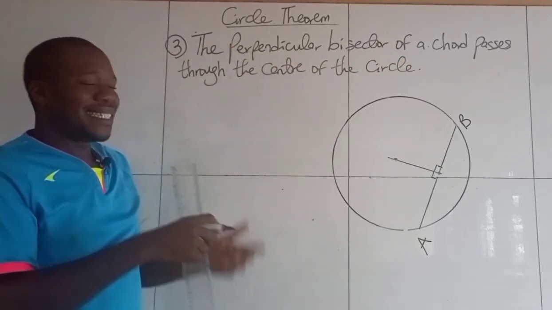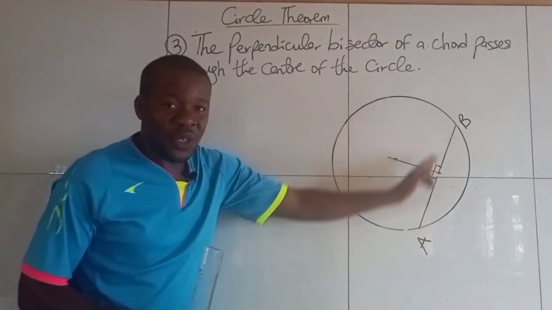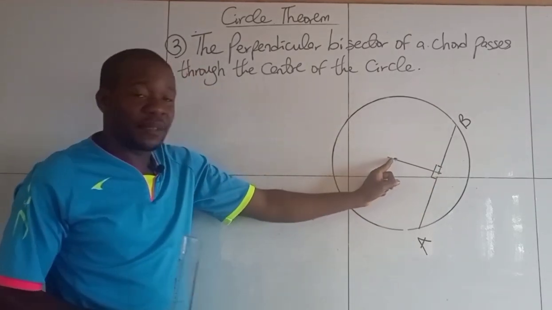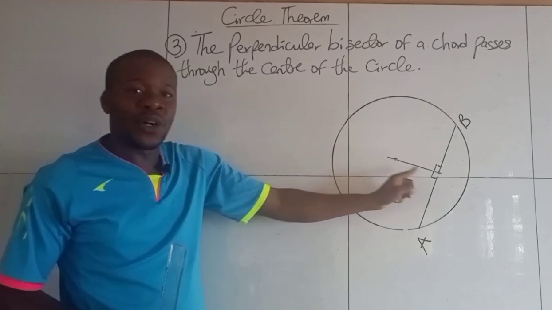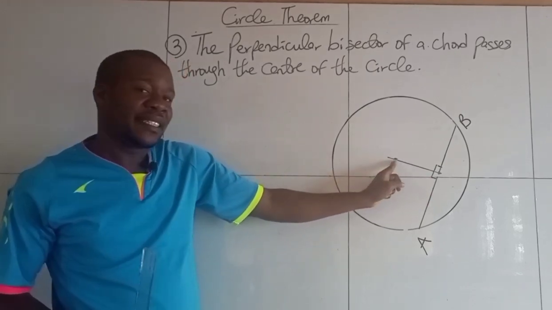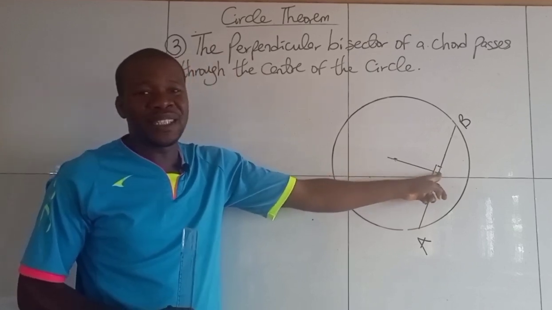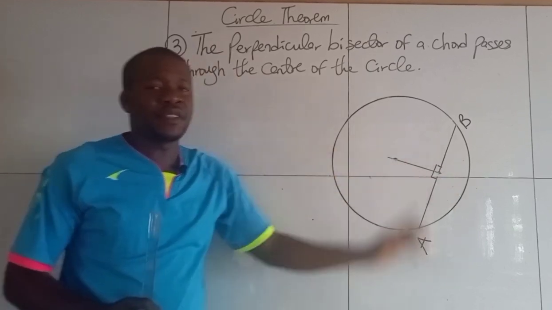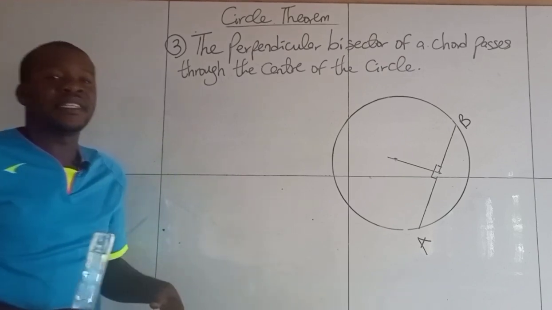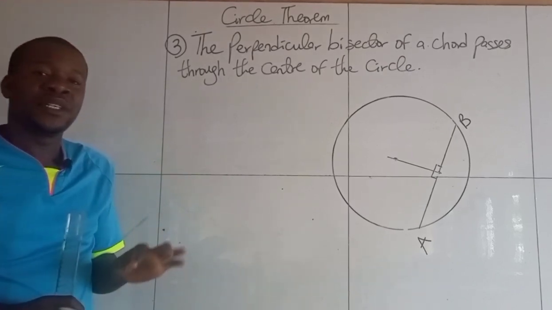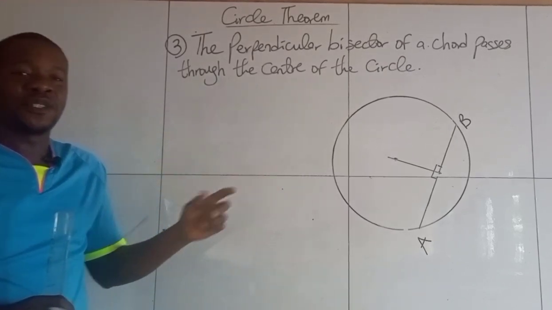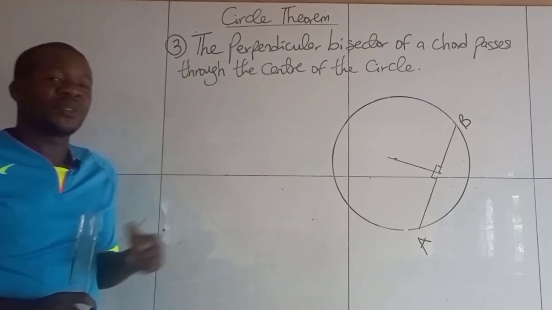Otherwise, it can also be stated this way. Whenever you have a chord and you draw a line from the center of the circle to the chord, and that line is at 90 degrees to the chord, that line must meet the chord at the middle point. So it's very easy. A line that joins the chord from the middle to the center of the circle must be at 90 degrees and it must pass through the center.